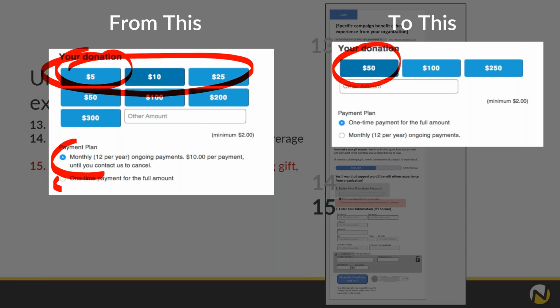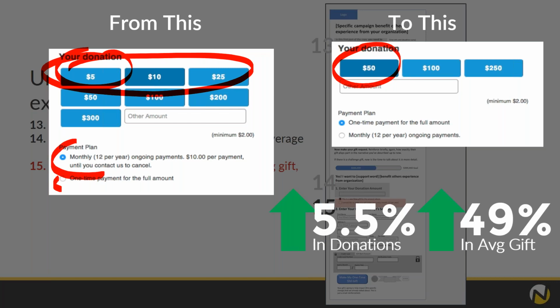So you can see what we were trying to do, but even when we tried to do that and we emphasized that gift, the non-recurring emphasis got more donations and a higher average gift, even calculating the whole monthly impact to a 12-month-a-year scenario.